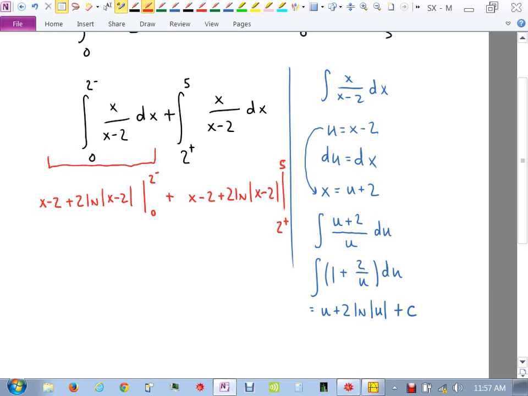Yes? Uh-huh. How'd I get the 2? Where'd I get this 2 from? Antiderivative. So the antiderivative of 1 is u. 2 over u is 2 times 1 over u. The antiderivative of 1 over u is ln u.